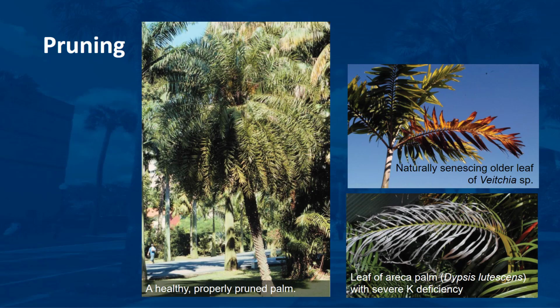A healthy old leaf will be completely green one day, completely orange-brown the second day, and completely brown the third day, when it should fall off by itself. This is natural senescence. Half-dead old leaves that remain on the palm for months at a time are usually deficient in potassium. Unfortunately, this is what we commonly see in palms around Florida.